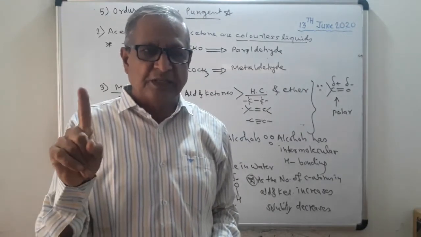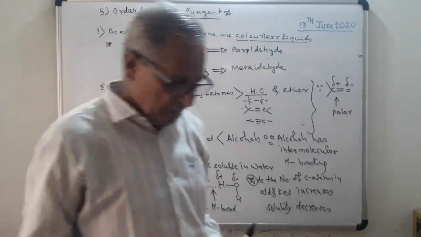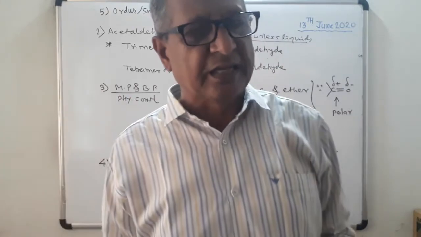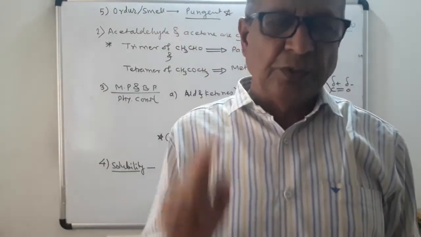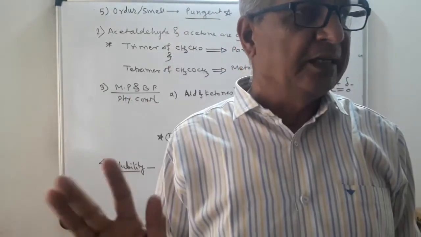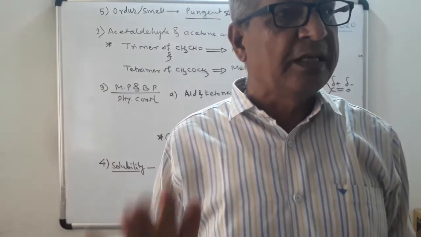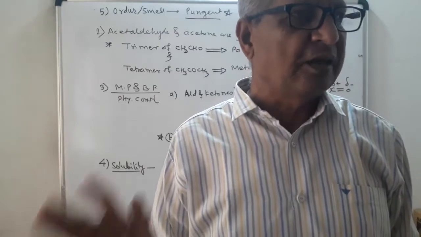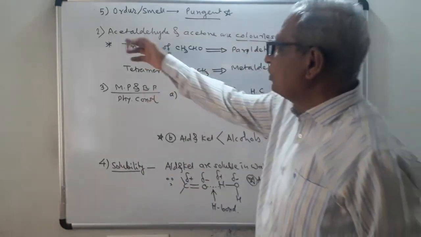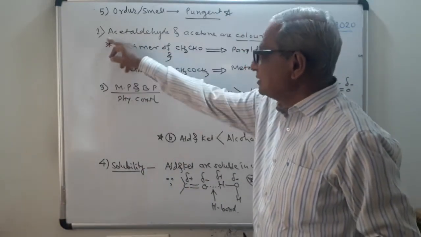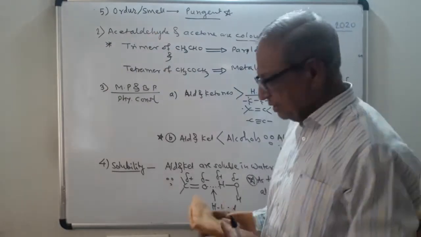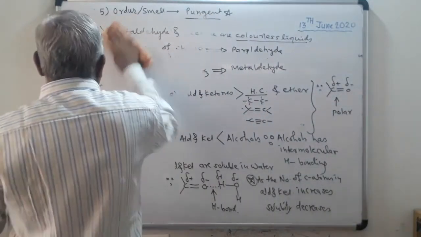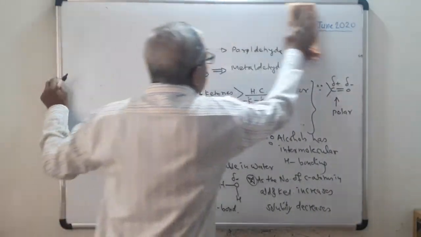See, the first physical property is that formaldehyde is in the gaseous state. Most important question, formalin. Formalin is a 40% formaldehyde solution which is used to preserve biological specimens. And just now we completed physical properties second, third, fourth and fifth. So we completed point number 7, physical properties.